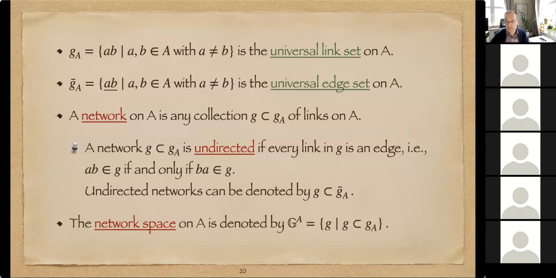Now, the space of all possible networks, we can call it a space. We can give that the capital G, G superscript A, because A determines the dimension of the space in principle. You see here is all possible networks that you can create on a particular set of positions A.